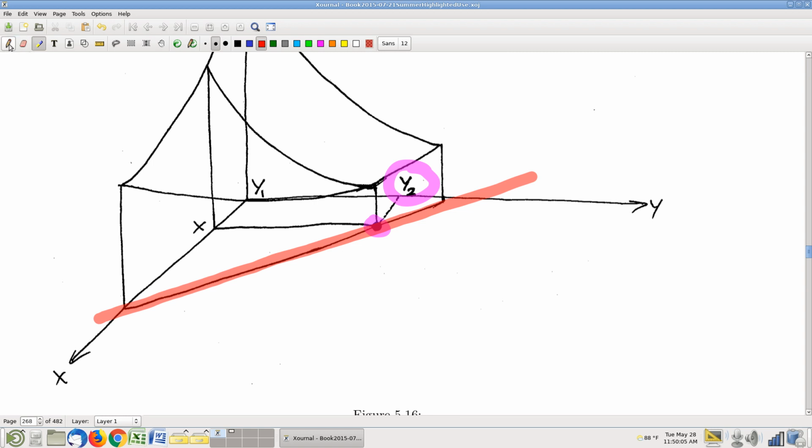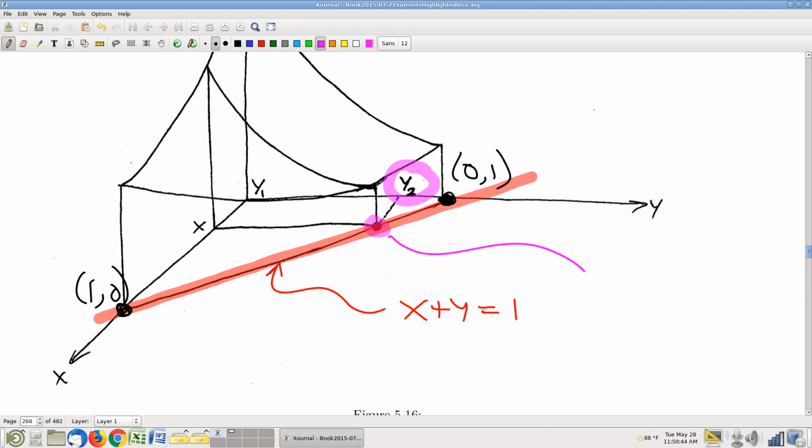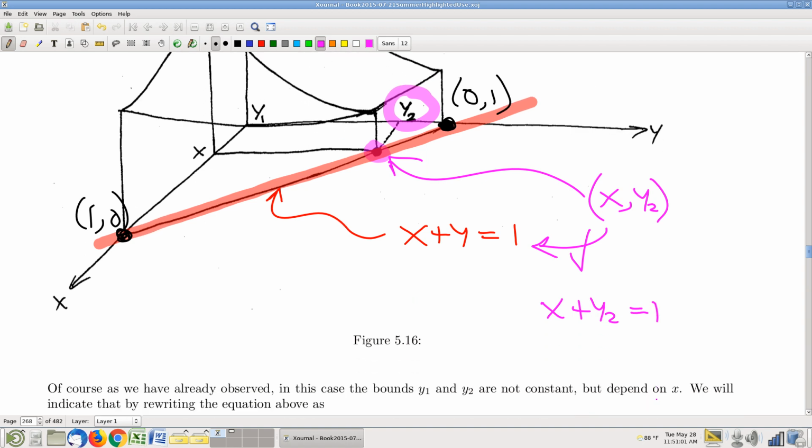And by the way, let's not forget what we were given. We were given that this point over here is 1, 0, and that is 0, 1 there. And so, not too much trouble. You can show that this line that decides where that bound is has equation x plus y equals 1. Right? And what that means is that this point x, y2 satisfies that equation, which tells me that x plus y2 is 1. And that tells me what y2 is. y2 is a function of x, and it is 1 minus x.